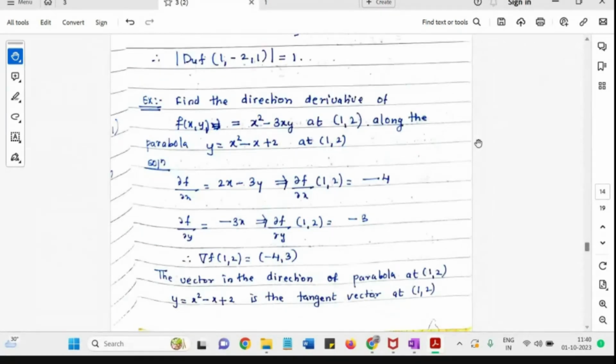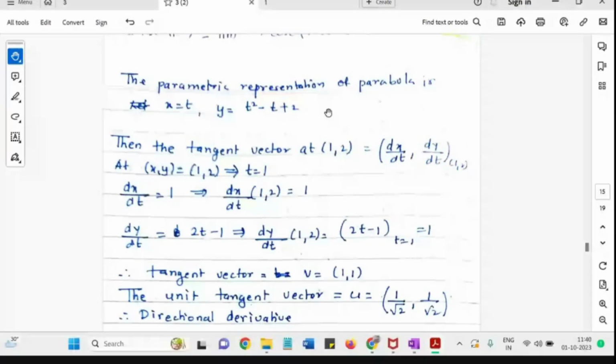Wait a minute. A vector in the direction of the parabola at (1, 2) for the curve y equals x squared minus x plus 2 is a tangent vector at (1, 2). Now how do I get a tangent vector? Here is the process. You have to represent the parabola in parametric form. If I take x equal to t, I have y equal to t squared minus t plus 2.